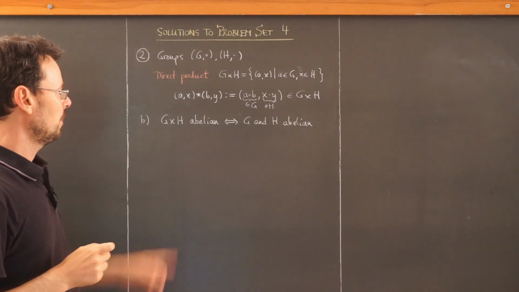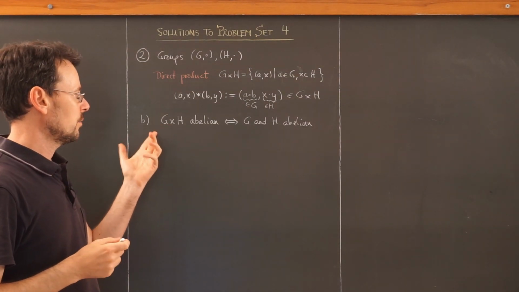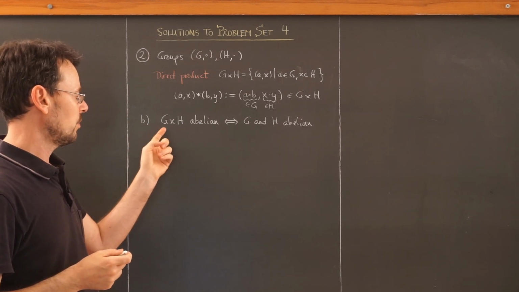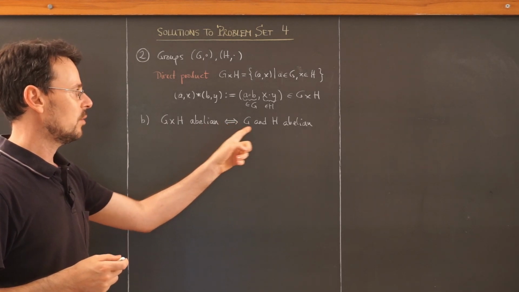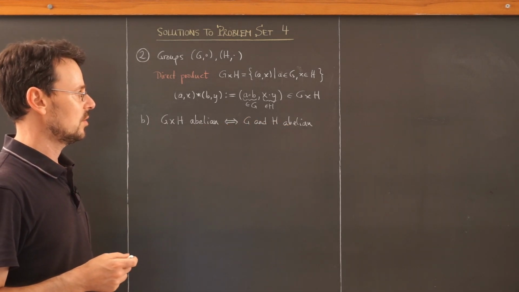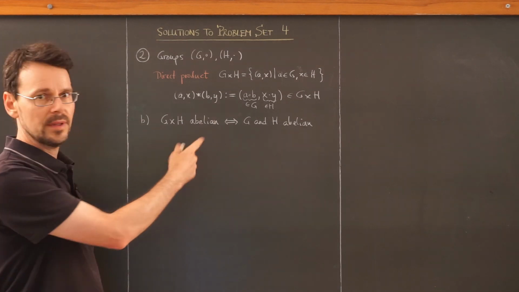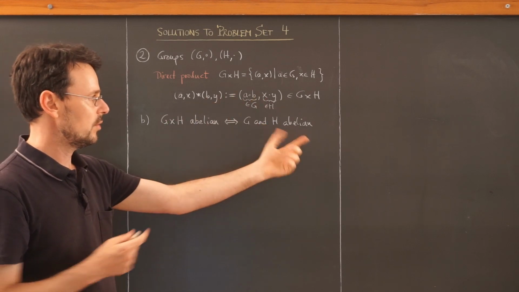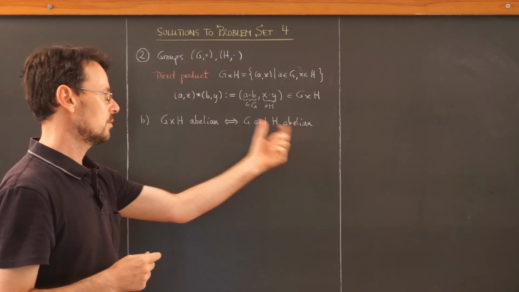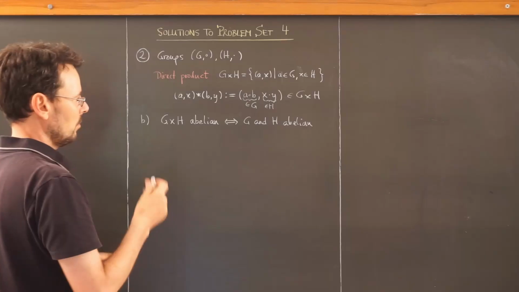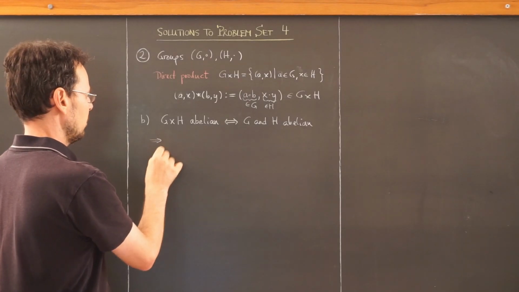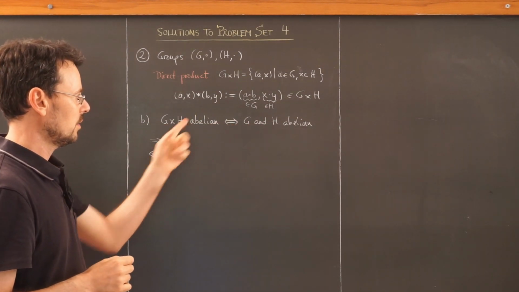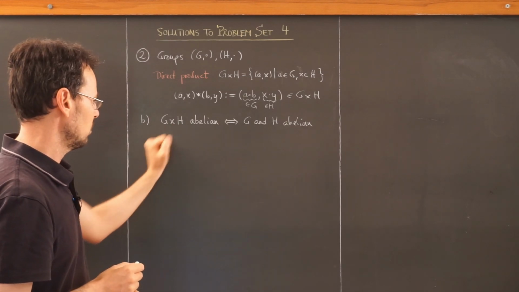Now in part B, we are concerned with commutativity. We have to show that the direct product is abelian if and only if both G and H are abelian. The "iff" with a double F means these are equivalent. So if this is true, then this follows, and also the other way around. If this is true, then this follows. Most of the times it is better to do it both ways, so show one implication and then the other. Here I think it might be more efficient to do it in one way.